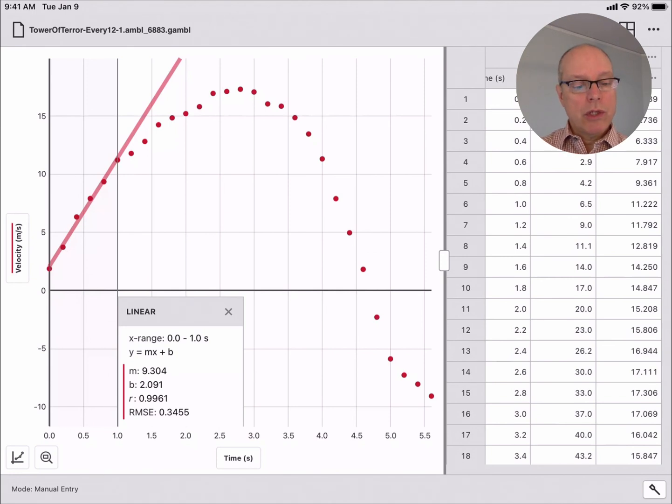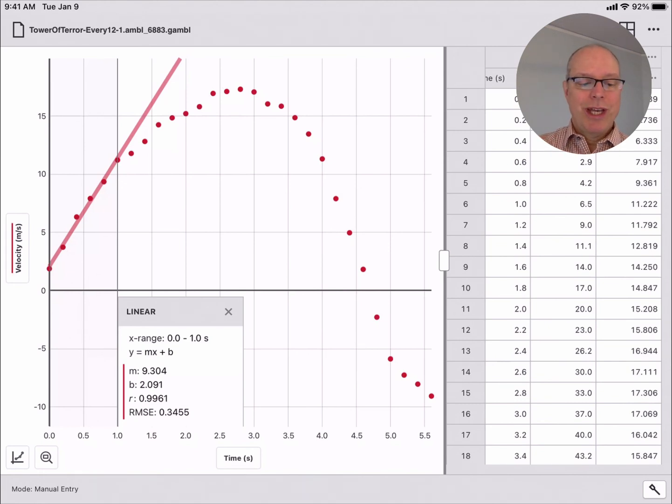So what you should notice is that I've got 1, 2, 3, 4, 5, looks like about 6 data points that really form a nice straight line. That's the first 1 second of data. And look at the acceleration there, 9.3 meters per second per second. So that says to me, yeah, they drop people and they free fall for about the first 1 second on this Tower of Terror lab.